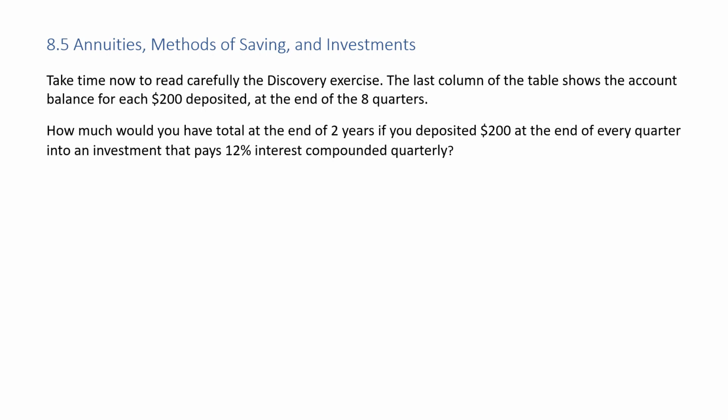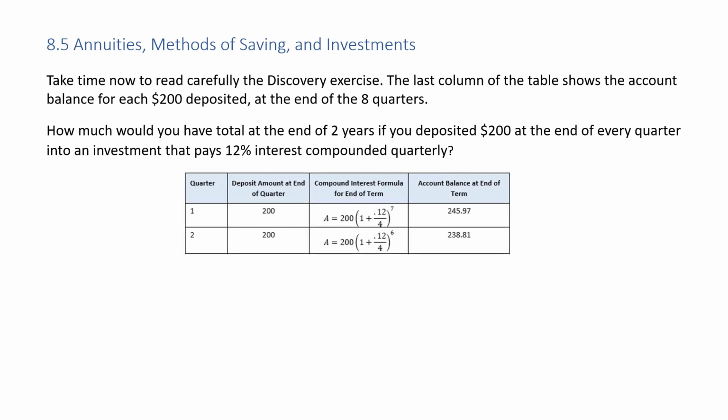Question is, how much would you have total at the end of 2 years if you deposited $200 at the end of every quarter into an investment that pays 12% interest compounded quarterly? Let's look at the table. We note that your investment amount for the first quarter is $200. We've got 0.12 for 12%, and because it's quarterly, we use n equals 4.